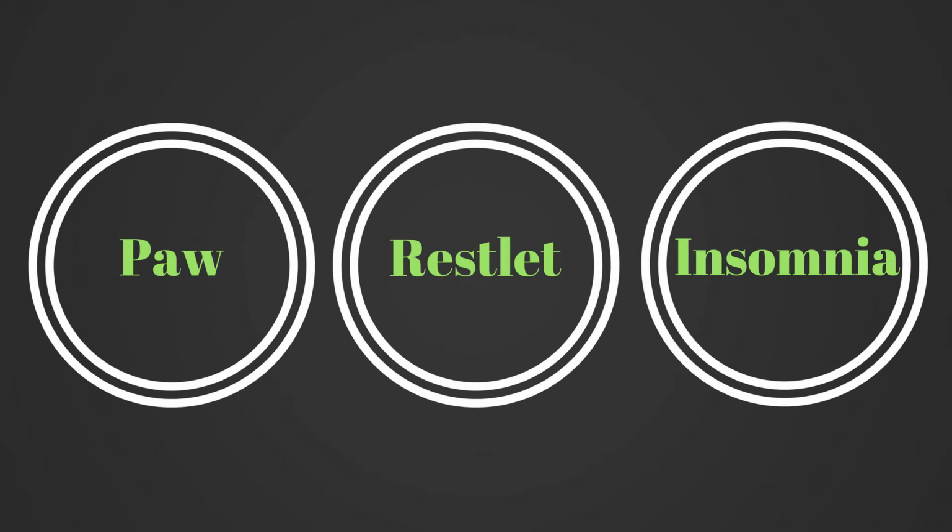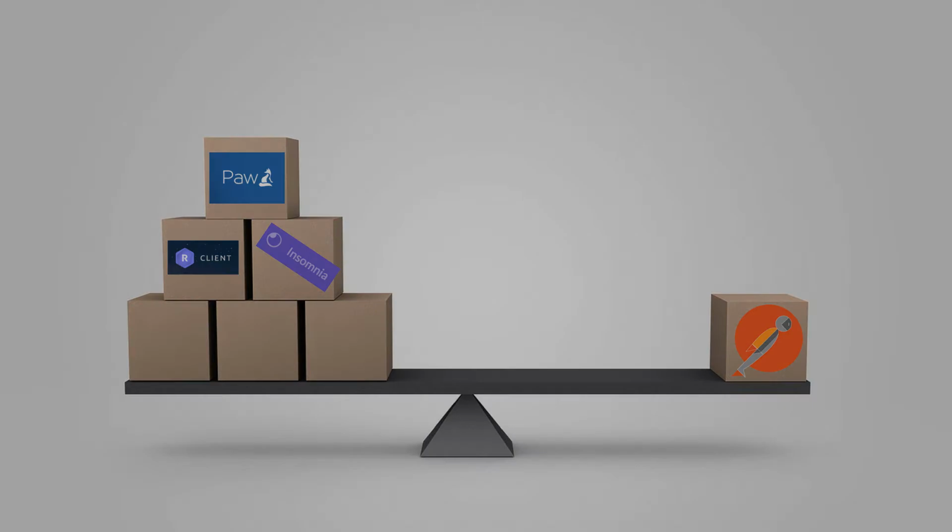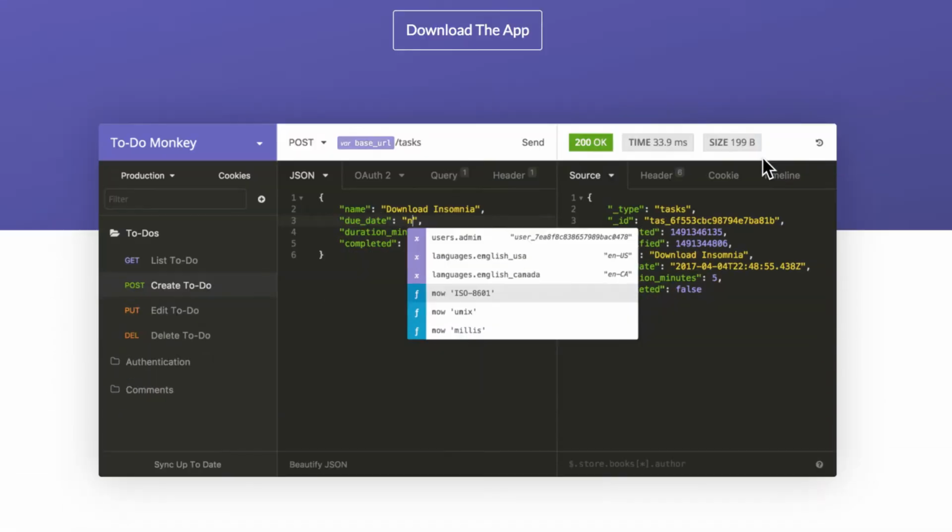In this video, I wanted to go over three alternatives to Postman, and these are Paw, Restlet and Insomnia. I will try to compare these tools relative to Postman, as it is probably the most popular REST API client. So let's start with Insomnia. Insomnia is a beautifully designed tool.